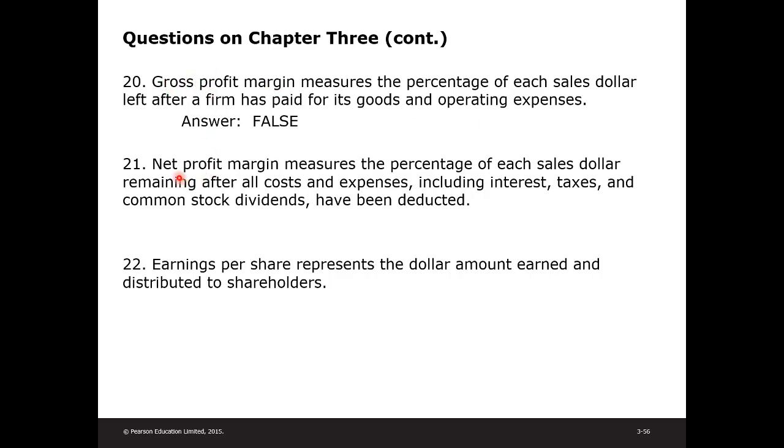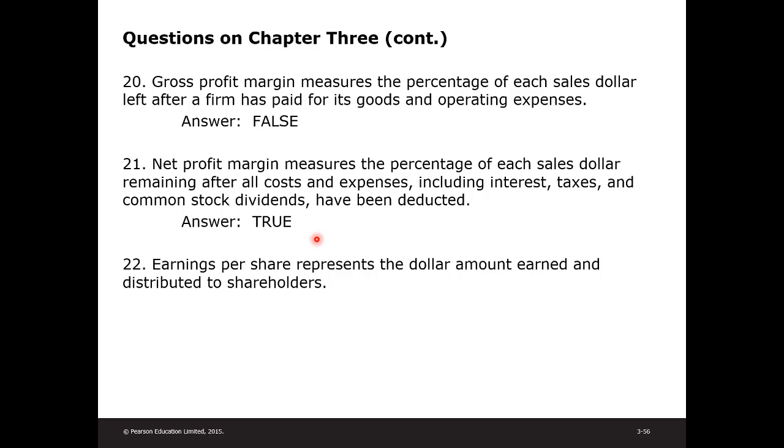Okay, next one. Net profit margin measures the percentage of each sales dollar remaining after all the costs and expenses, including interest, taxes, and common stock dividends, have been deducted. So this is true. We can calculate the net profit margin after deducting all the costs and expenses we have in this period. Then we come up with the net profit. Then we divide it by the net sales in order to come up with the net profit margin.